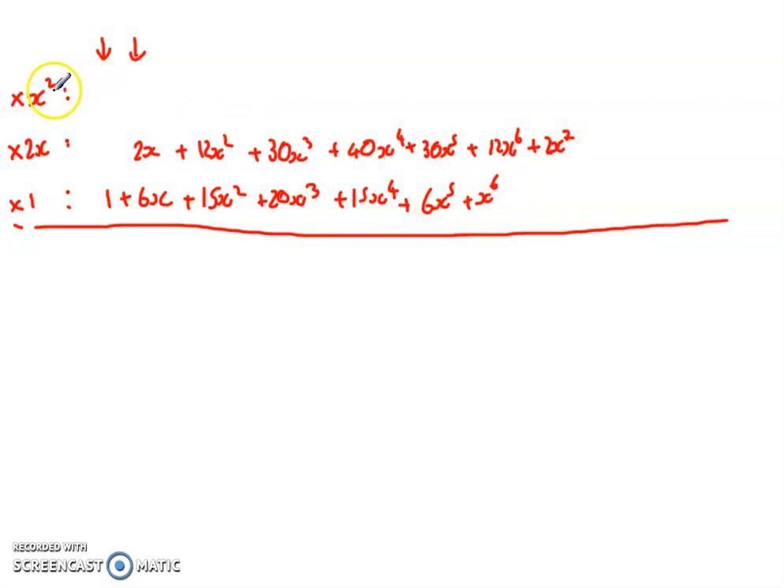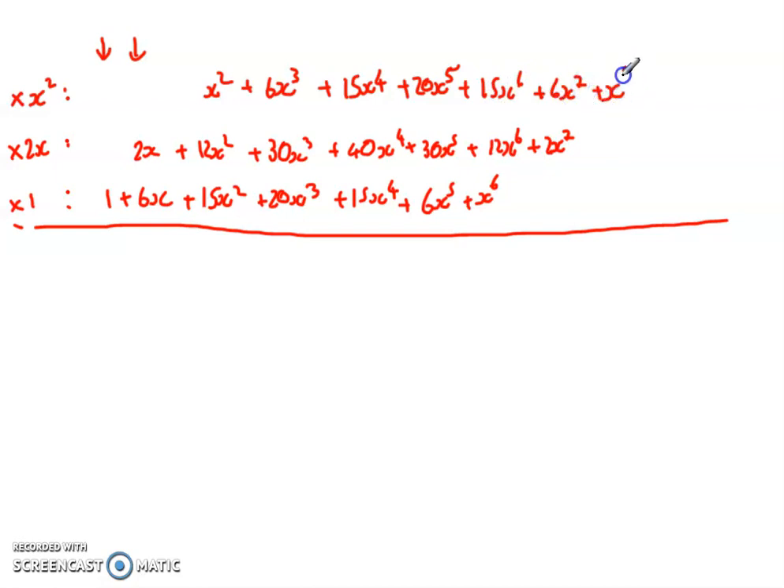What I'm then going to do is multiply the whole thing by x squared. Now when I do that, my lowest power is x squared this time. So I'm going to end up with an x squared plus 6x cubed plus 15x to the power of 4 plus 20x to the power of 5 plus 15x to the power of 6 plus 6x to the power of 7 plus x to the power of 8. So what I've done is I've now got all my powers lined up with each other.